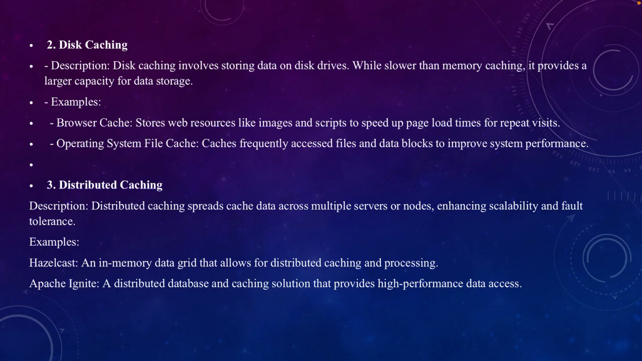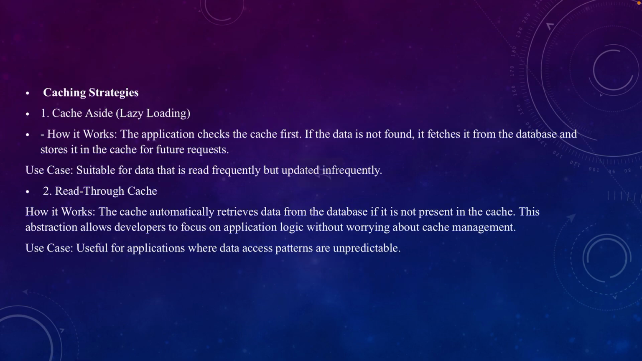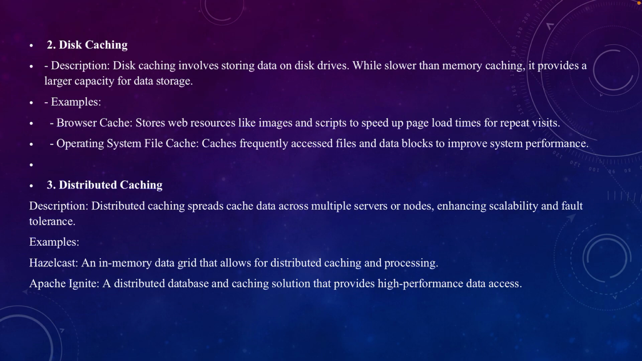Then we move to distributed caching, which spreads cache data across multiple servers or nodes, enhancing scalability and fault tolerance. So distributed caching simply means spreading the cache across multiple servers. And with all of this, there are examples, so you can go with distributed caching. We have an example over there.